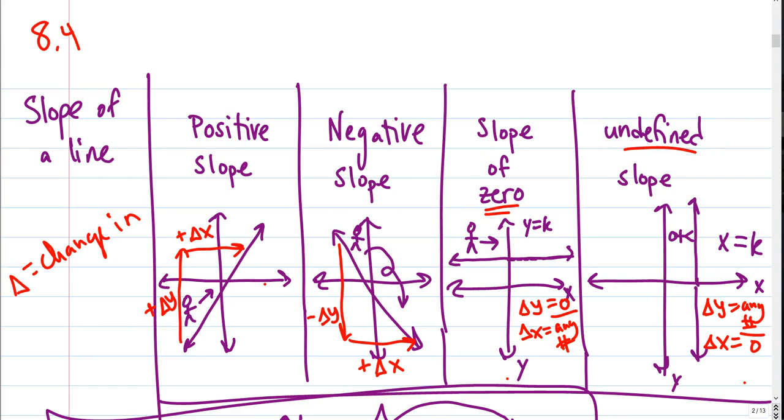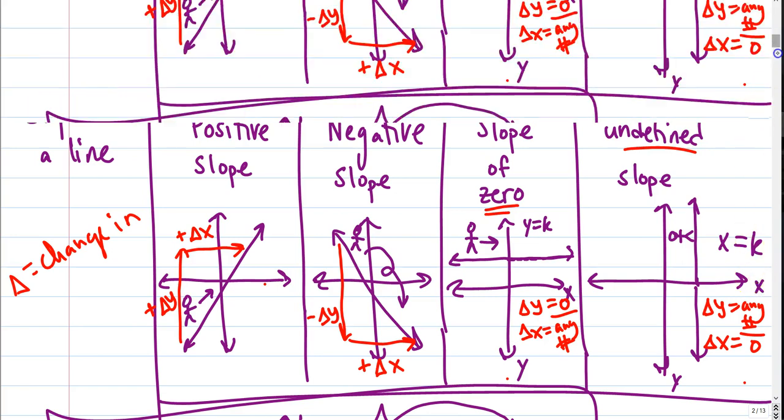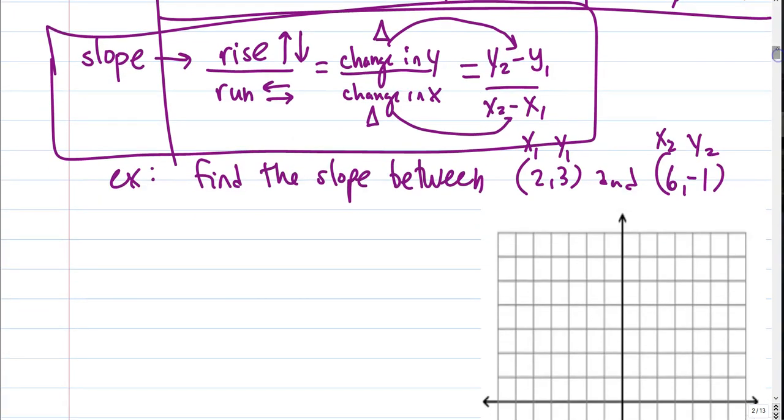Okay? So, here's an example of this a little more algebraically. Yes, we know slope as rise over run. Rise is the change up and down. Run is the change left and right. We could just write that as change in y over change in x, or delta y over delta x.